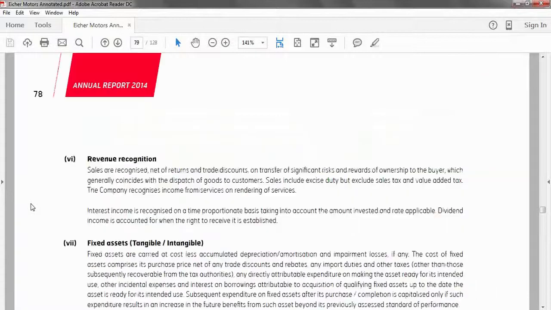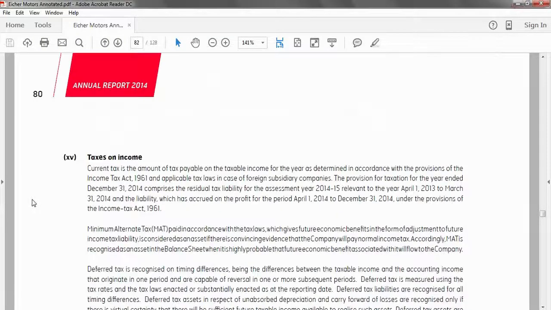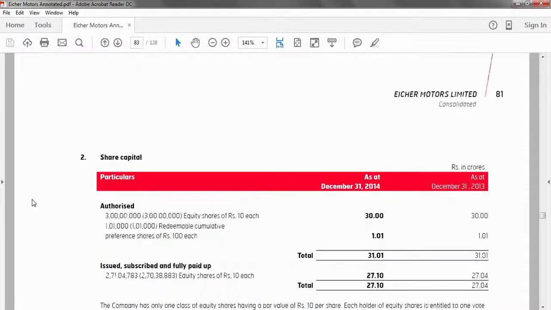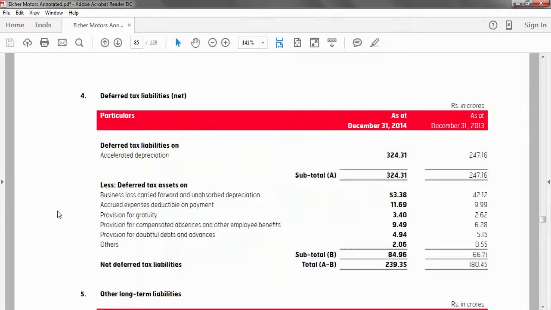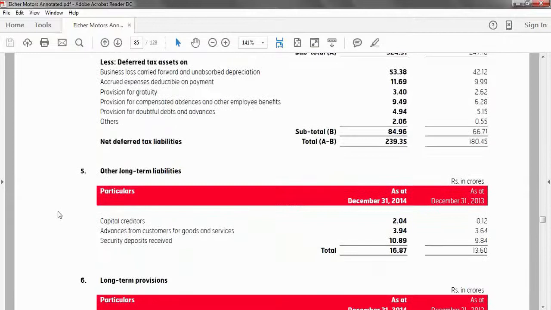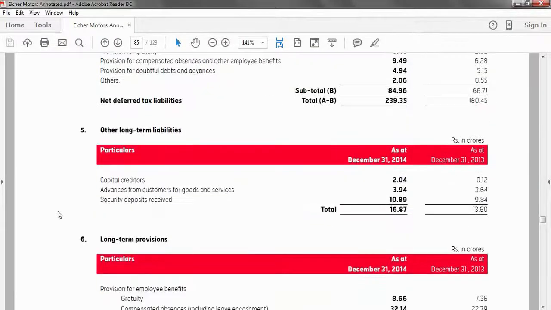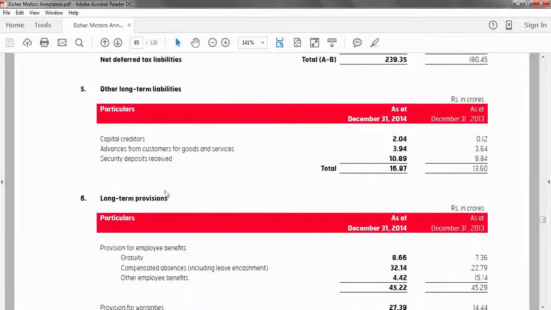So just continue following. After your discussion on how you account things, you look at share capital, you look at deferred tax liabilities, then you have some data coming in other long-term liabilities. Now let's look at other long-term liabilities. You have advances from customers for goods and services. You have security deposits received, right? So those are your long-term liabilities.